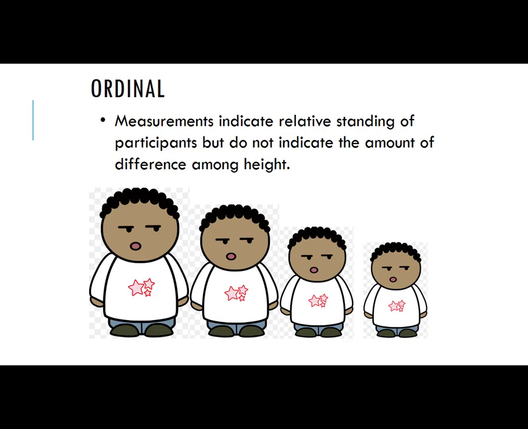So measurement indicates relative standing of participants but does not indicate the amount of difference in the height. So we know the participant with a ranking of 1, so this one right here, is taller than 2, 3, or 4, but we don't know by how much.